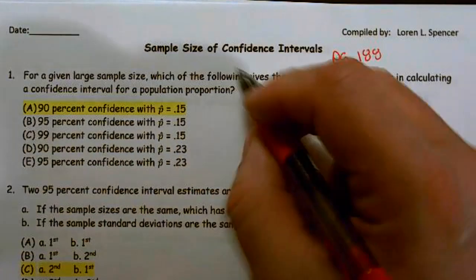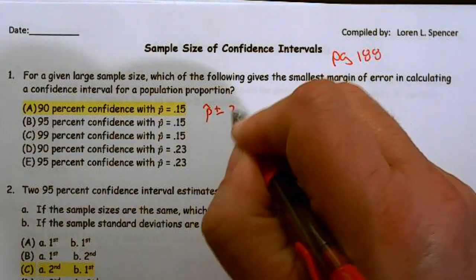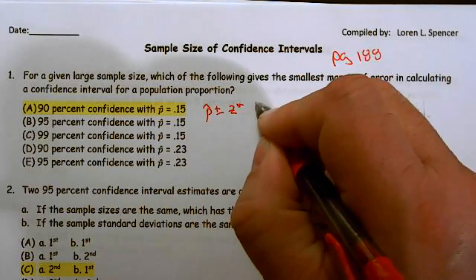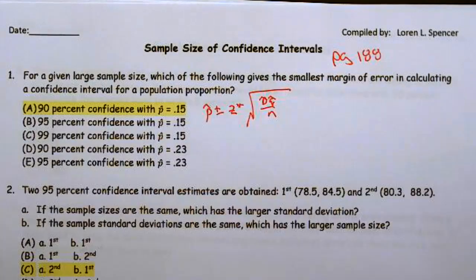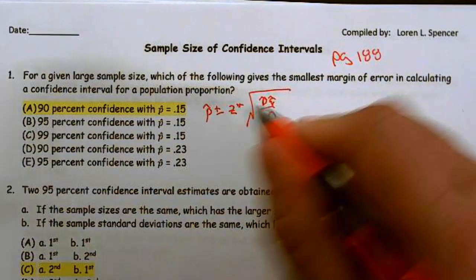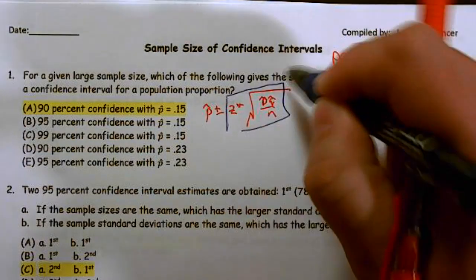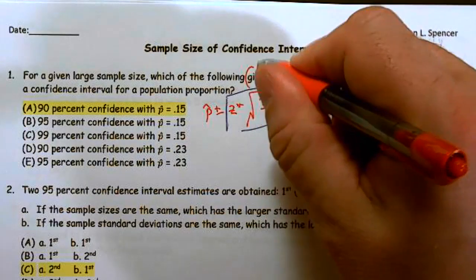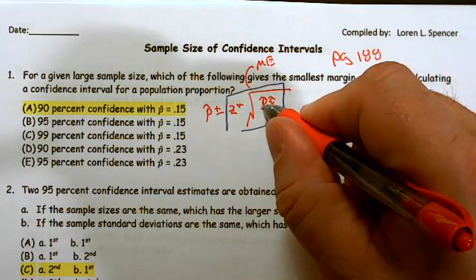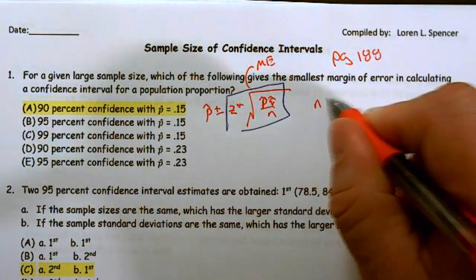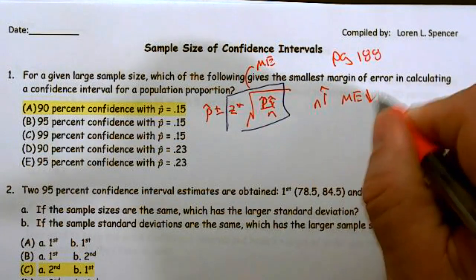So first off, let's write down our formula. Just take a look at it. P hat plus or minus Z star, and then we have P hat, Q hat, N. Well, the part after the plus or minus makes up our margin of error. Here's our margin of error. So anything that's being divided makes things smaller. So as N goes up, our margin of error goes down.